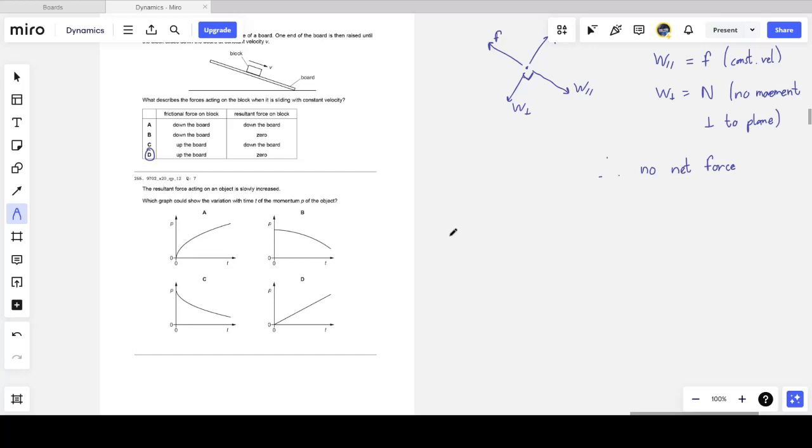But remember, this object could have some momentum, and then the resultant force could increase in the opposite direction to the momentum, meaning it's going to decelerate. It's not necessary that option D or option A is going to be the correct answer. It could be that the object is slowing down because the resultant force is opposing the motion. So in this kind of question, I'm going to say that the magnitude of the net force is equal to the rate at which the momentum is changing, at least in magnitude. So it could be increasing, it could be decreasing.